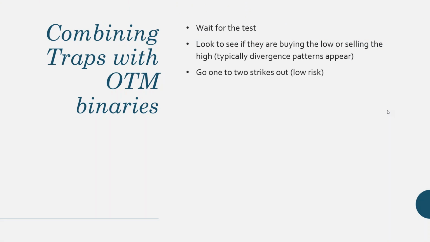Now, if you're trading bull and bear traps, a really great combination is the out of the money binaries, okay? You always wait for the test. Then you need to look to see if they're buying the low or they're selling the high. Typically, divergence patterns will appear when this occurs. That's what you're looking for. Then you can go 1 to 2 strikes out.